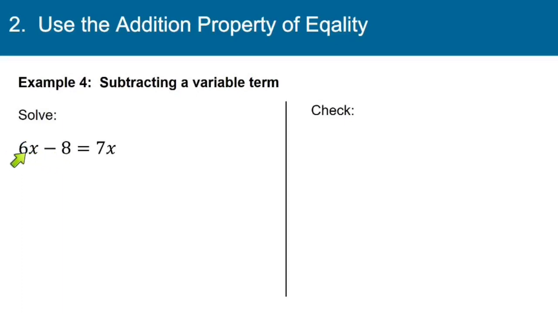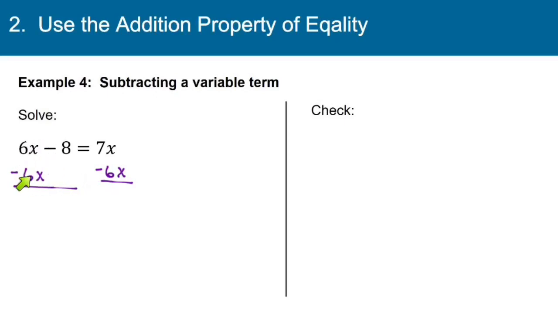What I would like to do is make this variable term disappear from the left side so that the only variable term I have is on the right. So what we can do to eliminate this plus 6x that we have here, positive 6x, is subtract 6x from both sides. This is okay to do because I'm doing the same thing to both sides. Notice I'm putting minus 6x on both sides.